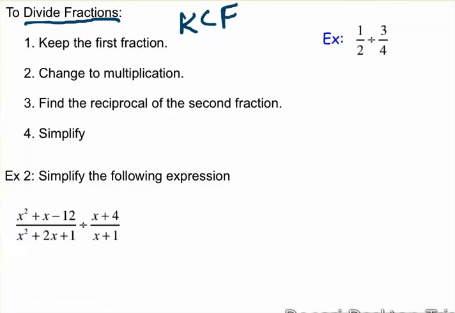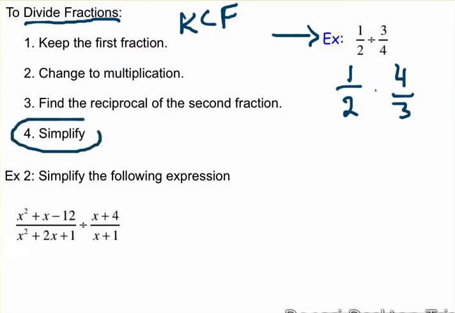Remember, dividing fractions is actually multiplying by the reciprocal. Once you follow those 3 steps, you then simplify the result. So take a look at the example on the right. We're going to do a very basic one, 1/2 divided by 3/4. We're going to simplify that. Remember, you keep the first fraction, 1/2, then it becomes multiplication when you find the reciprocal of the second fraction. And then at that point, you simplify.